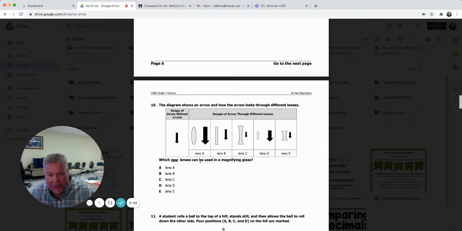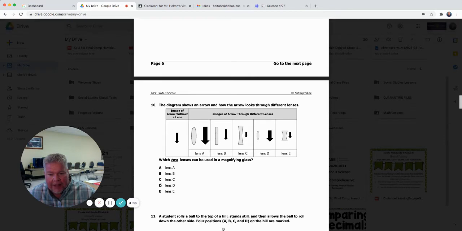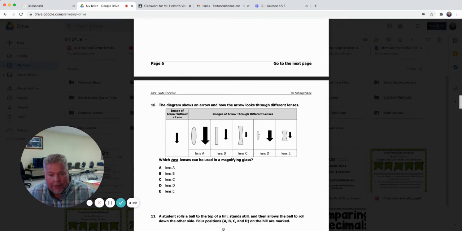And then it says, which 2 lenses can be used in a magnifying glass? We want any kind of lens in a magnifying glass to make it bigger, right? So A definitely makes it bigger. And D, it's not as big as A, but it's still bigger than over here. So A and D make it bigger if we want something magnified. So we'll use lens A and lens D. And notice they're the same shape. They're an oval shape, but this one's a small one and this one's a big one.